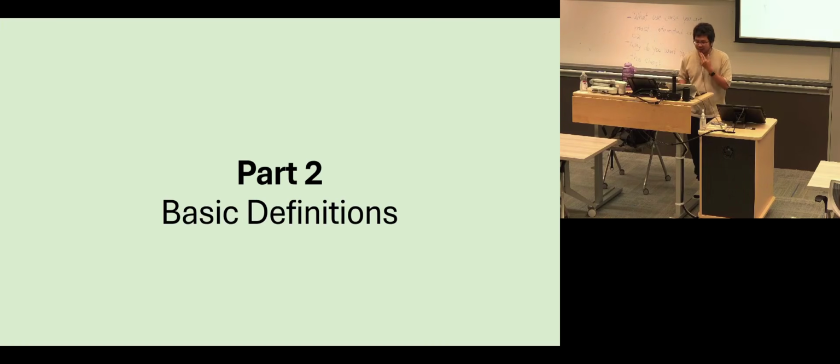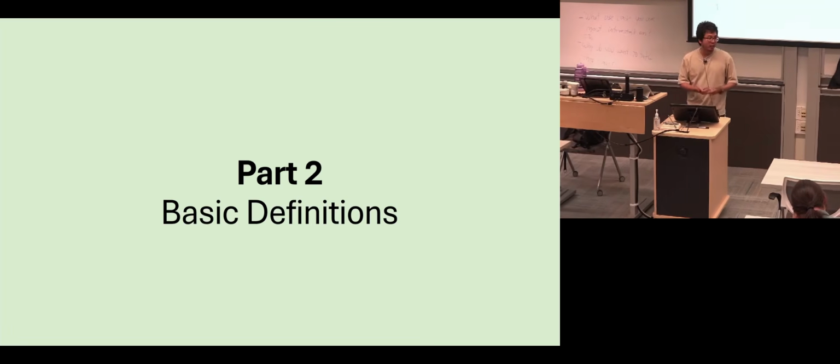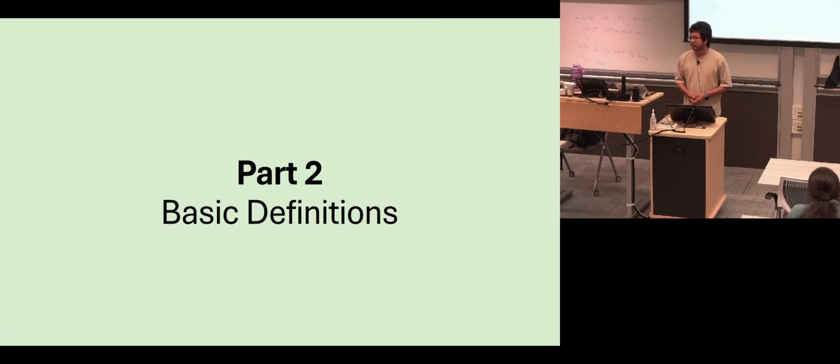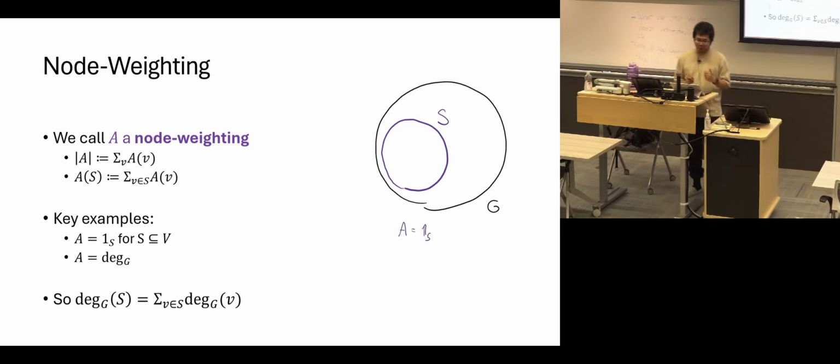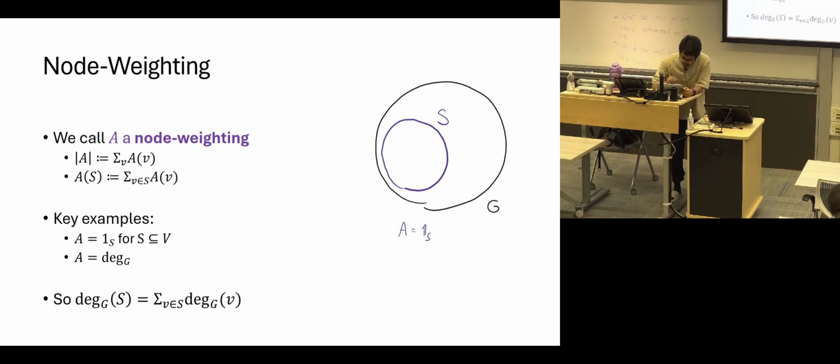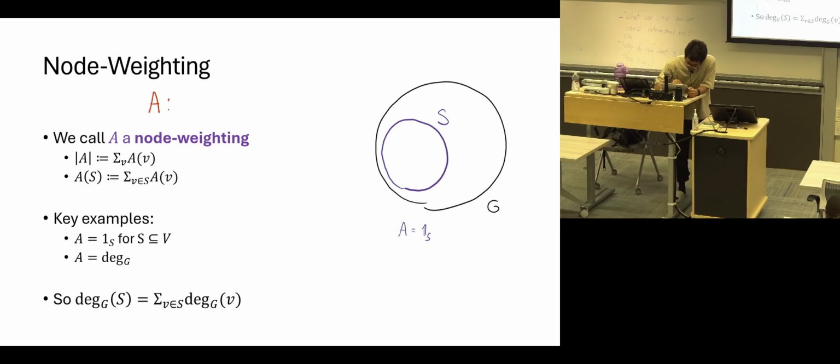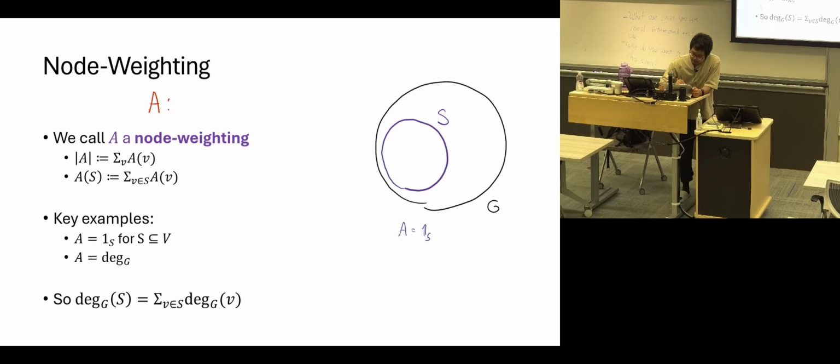Okay, let me start now with some basic definitions. I will build up to a formal definition of what expanders are. The first notation that we will work with is node weighting. A node weighting is a function A that maps vertices to some non-negative number.